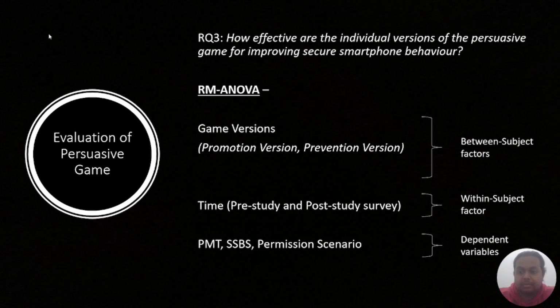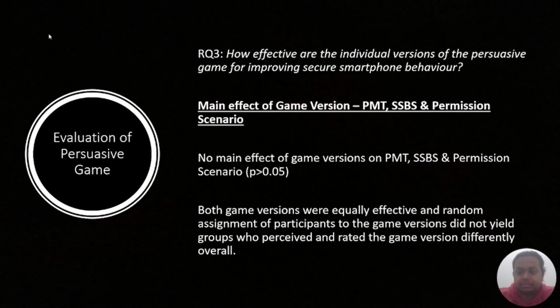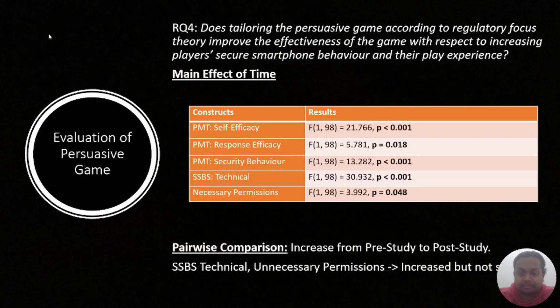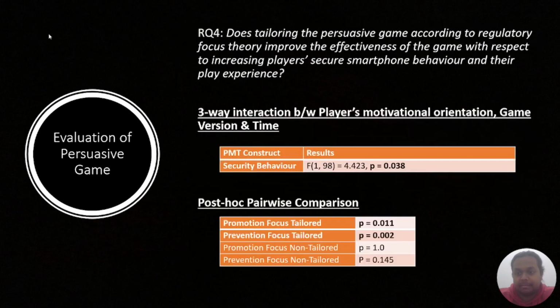To answer RQ3, we conducted an RM ANOVA and found that there was no main effect of the game versions on the dependent variables. This shows that the game versions did not yield groups who perceived and rated the game versions differently overall. To answer RQ4, similar to RQ3, we conducted RM ANOVA with the addition of players' motivational orientation as another between-subject factor. There was a main effect of time across some of the constructs, as shown in the table, without considering the groups. From pairwise comparison, it was evident that there was an increase in values from the pre-study to post-study survey.